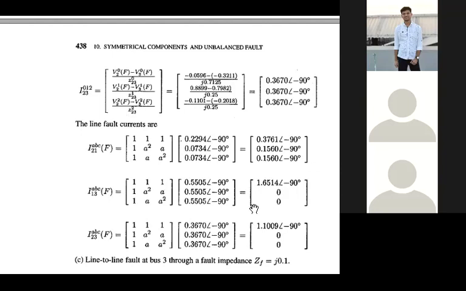So you know how to deal with this issue. Okay. So can you summarize what are the necessary things you have to do if you are asked to determine fault calculation? First step, the fault current calculation. Second step, bus voltage calculation.